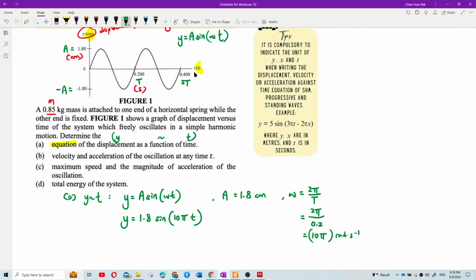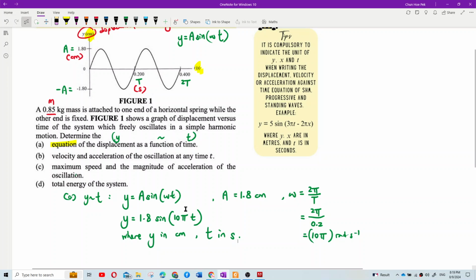That's it. And you must write the unit. Don't just give the formula like that. You must write the unit because your 1.8 is in cm, not meter. So you must write here where y in cm, t in second. Why t in second? Because here our period is in second, so time in second.